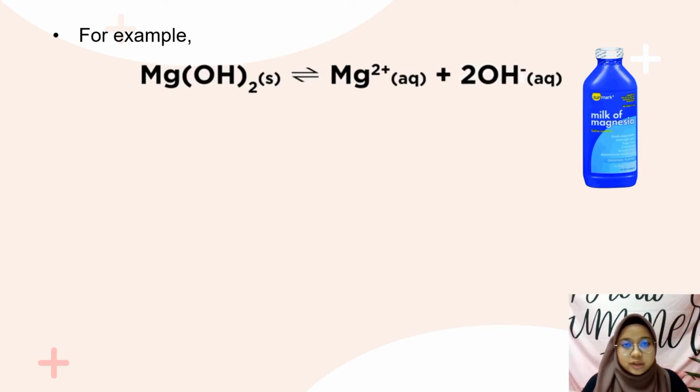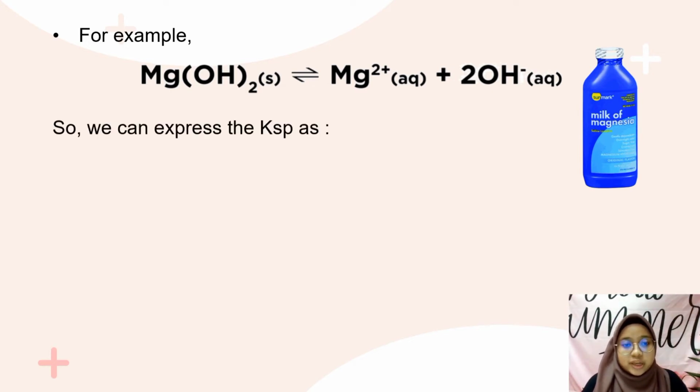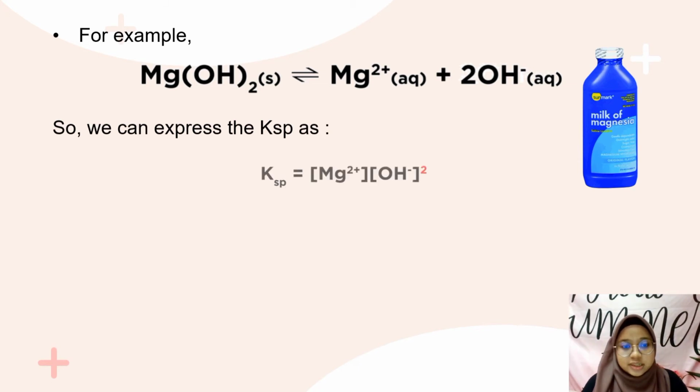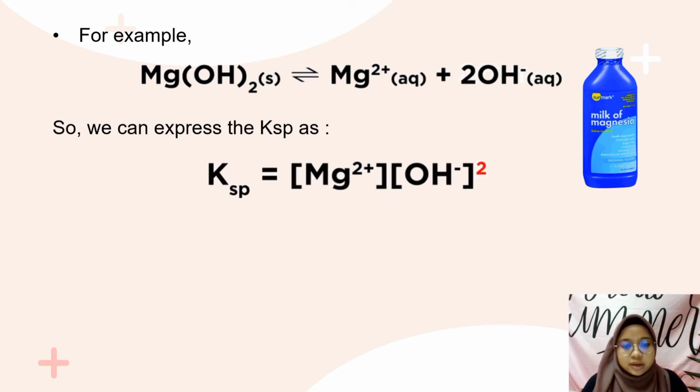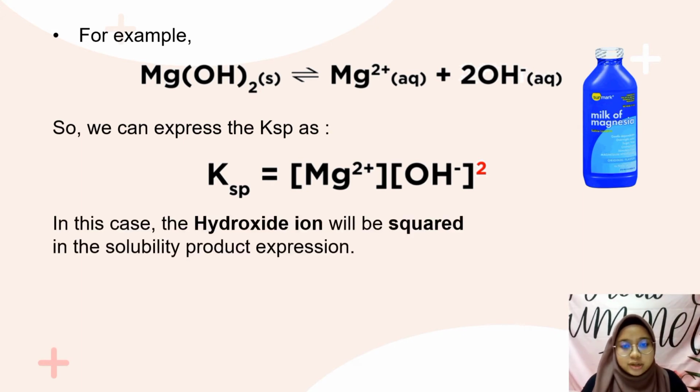Magnesium hydroxide will dissociate into a magnesium ion and 2 moles of hydroxide ion. So we can express the KSP as KSP equals the magnesium ion times the hydroxide ion squared. In this case, the hydroxide ion will be squared in the solubility product expression. This is because the coefficient of the hydroxide ion in the dissociation equation is 2.